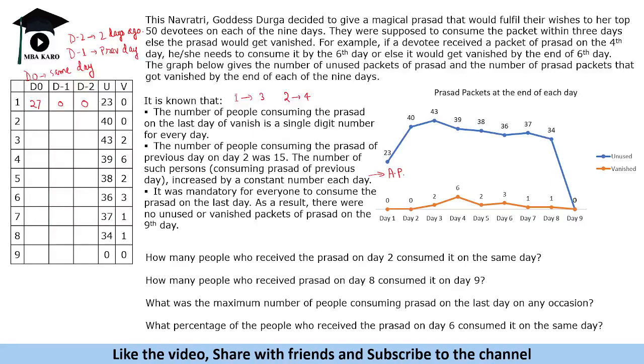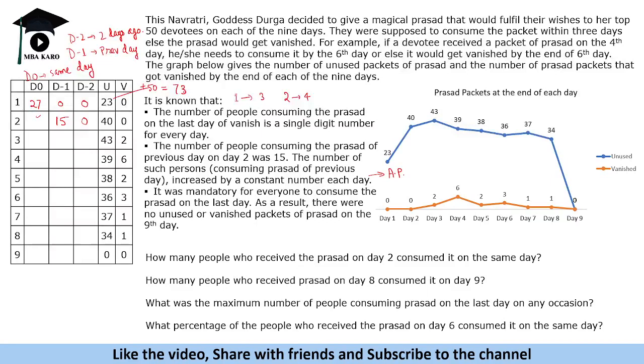Okay. Now what will happen is 23 unused packets. If we add 50, that becomes 73. Okay. Now there are 73 packets in the beginning of second day. Now two kinds of people will consume either the same day or previous day, and this will again be 0 because there was no prasad given 2 days ago. Okay. Now we are given that the number of people consuming the prasad of previous day on day 2 was 15. So this is the previous day, and day minus 2 is 2 days ago, right? Or the last day of vanish. So this number is given as 15.